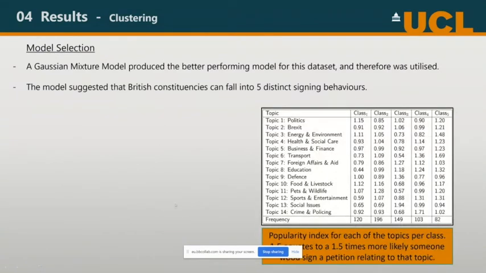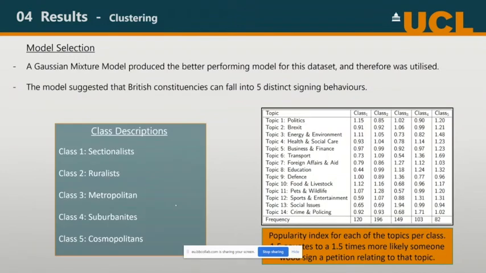So here are the 5 classes against the class description. We have class 1, the sectionalist, and each one of these has a popularity index where 1.5 equates to someone being 1.5 times more likely to sign a petition relating to that topic in that constituency.